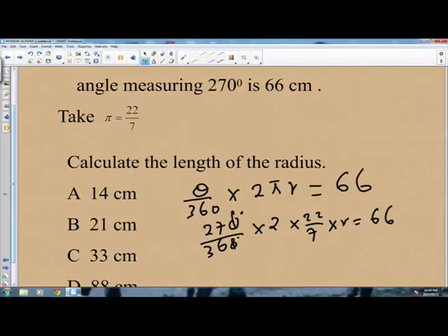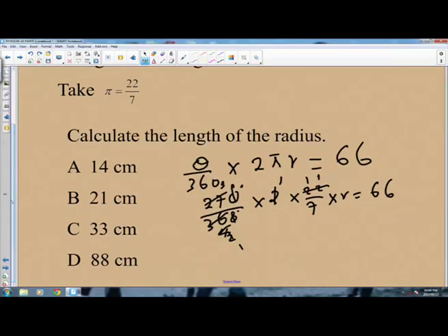The 0 here will cancel the 0 over here. And then 9 here is 3, 9 into 36 is 4. And then 2 here is 1, 2 into 4 is 2. And then 2 into 2 once, 2 into 22 is 11. So we now have 3 times 11 times r is equal to 66.